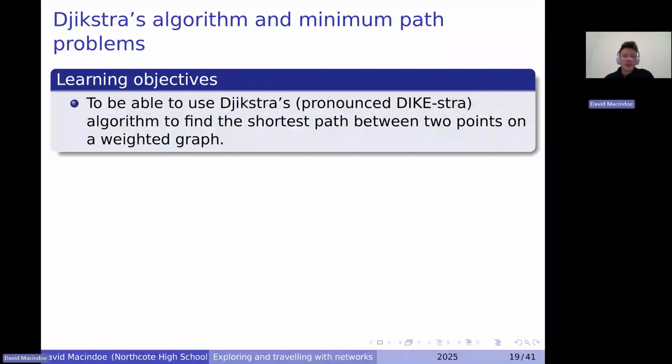In this video, I'm going to explain Dijkstra's algorithm. It's an algorithm to help us find the minimum path between 2 points in a network. So that is the path that has the shortest distance for a weighted network between 2 points.